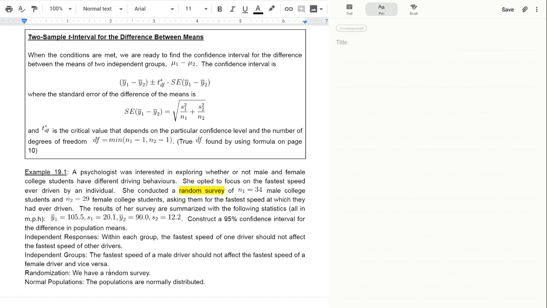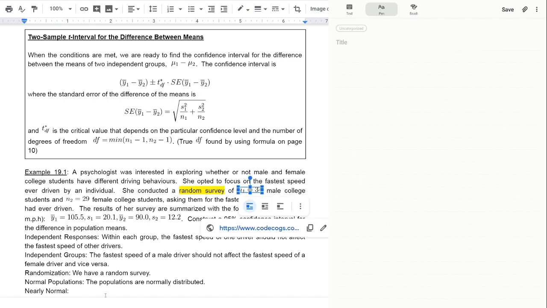And to check for this assumption, we will look for the nearly normal condition. Okay, so the sample distributions should look nearly normal, so unimodal and symmetric. Or, due to the central limit theorem, as long as our sample sizes are large enough, so at least 30, then we can assume that this condition is met.